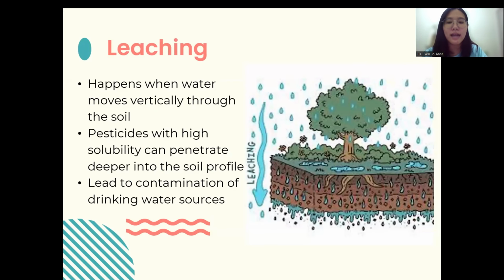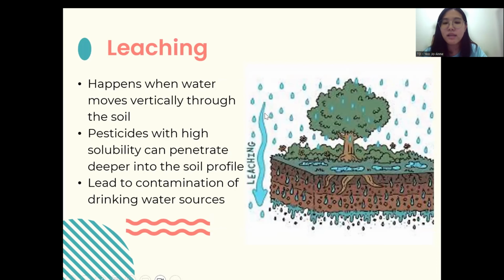Leaching, on the other hand, happens when water moves vertically through the soil. Vertically means from up to down. Pesticide with high solubility can penetrate deeper into the soil profile, reaching the groundwater. This can be a problem because it can make the water unsafe for us and the animals that live in it. It can lead to contamination of drinking water, affecting both humans and other animals in the surrounding area.